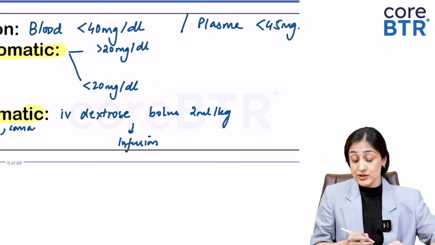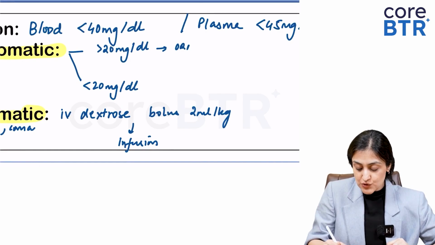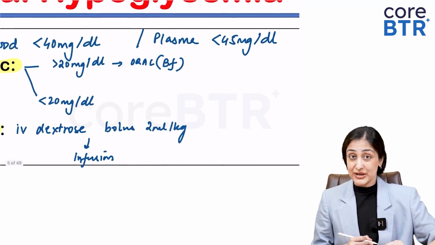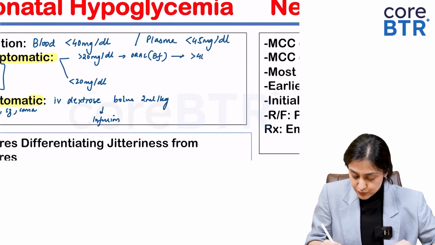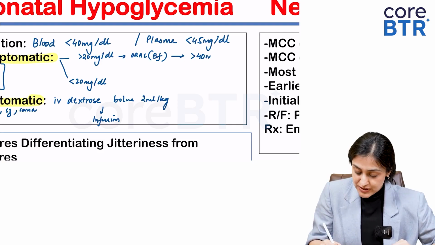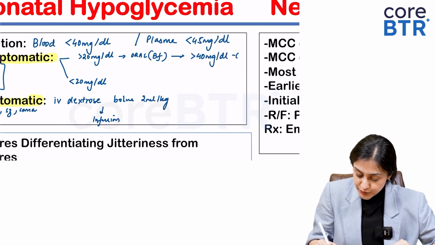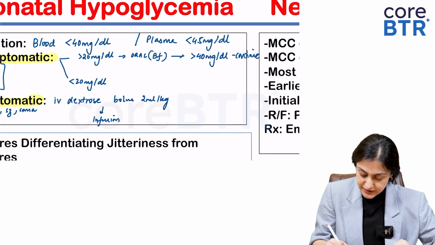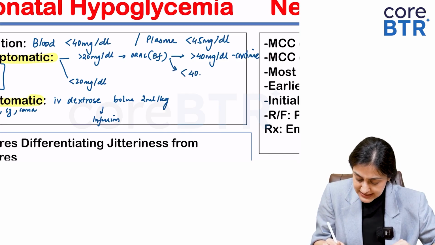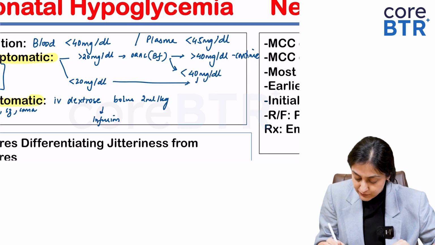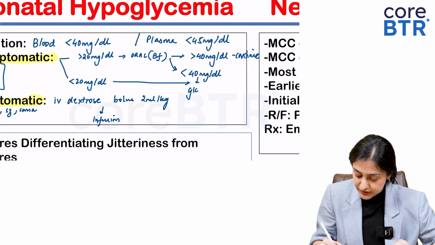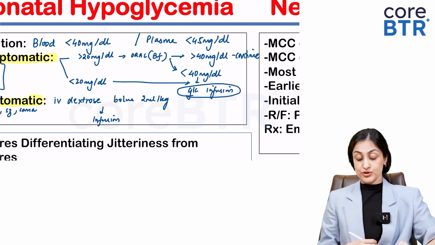So if it's more than 20, what we can do here is oral. Oral as in breastfeed, right? So this is where you're gonna breastfeed the baby and then see. So if after breastfeeding you monitor and you see that the values have gotten above 40, what do you do? You continue, right? So you continue breastfeeding. But if the value is less than 40 mg per dl or was less than 20 to begin with, in both of these you have to give a glucose infusion. So you're going to give a dextrose infusion, right?